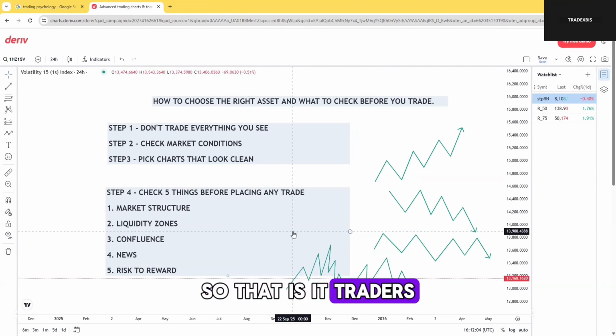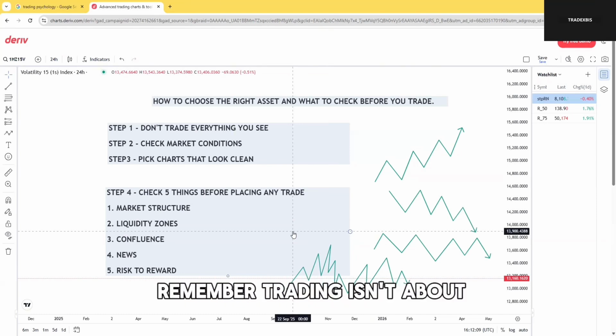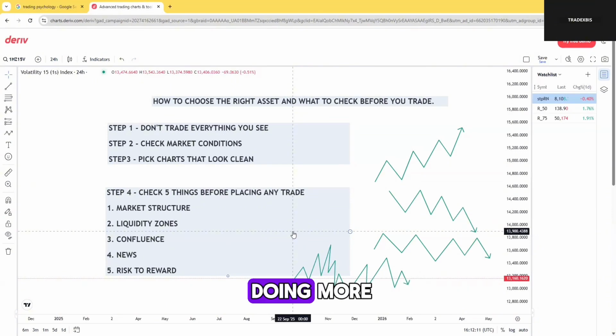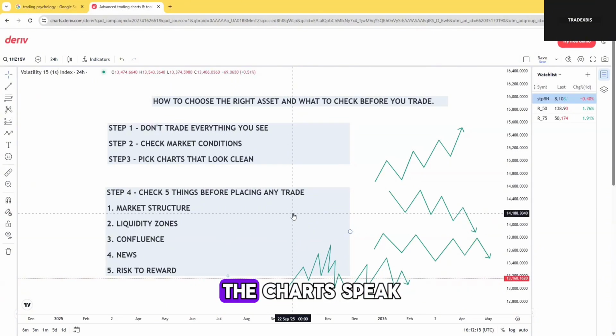So that is it, traders. Those are the simple steps I use to choose the right asset and filter my trades. Remember, trading isn't about doing more, it is about doing better. Be selective, stay patient, and let the chart speak.